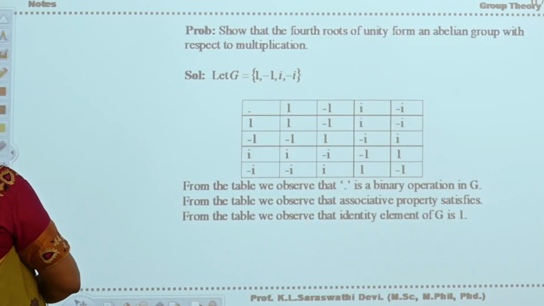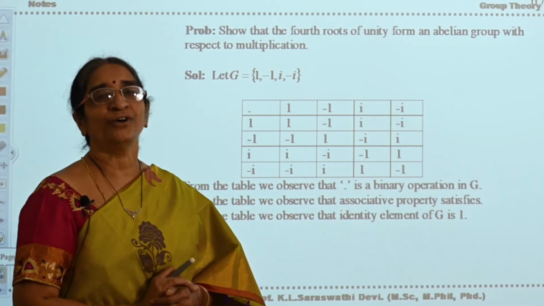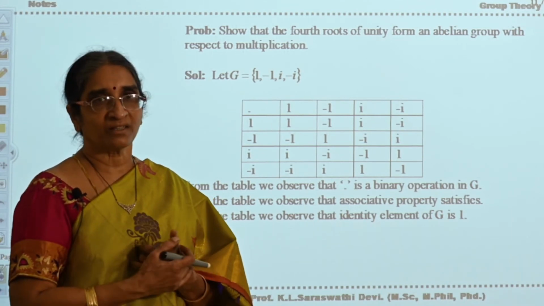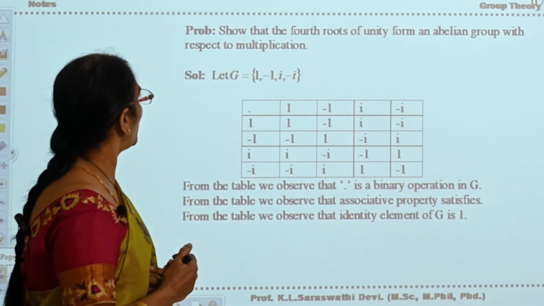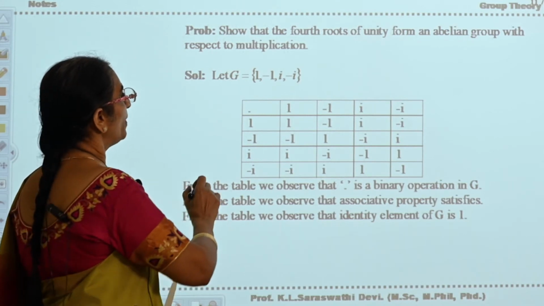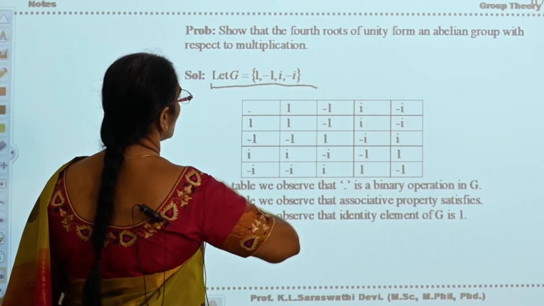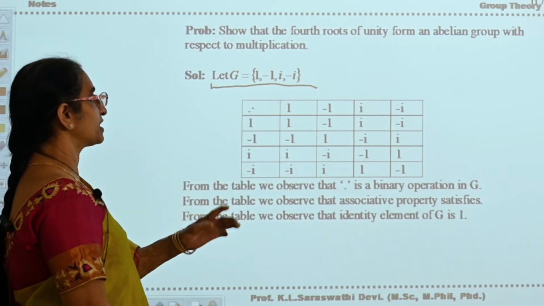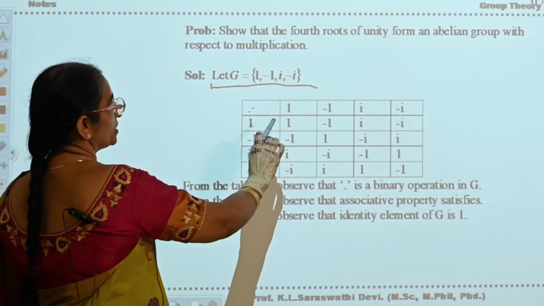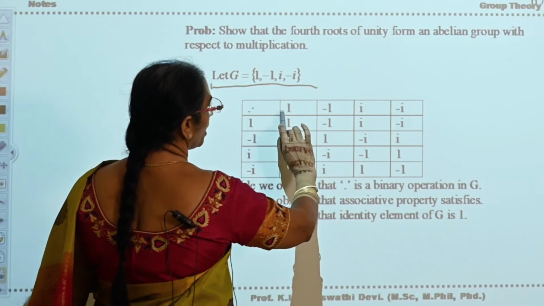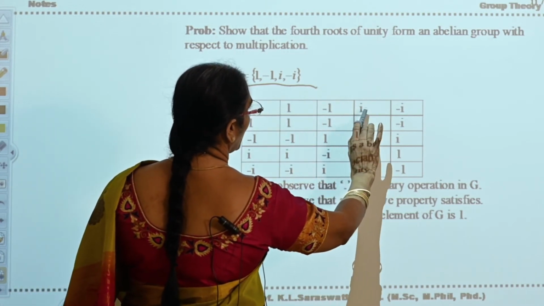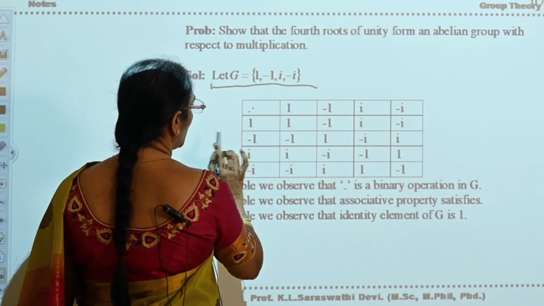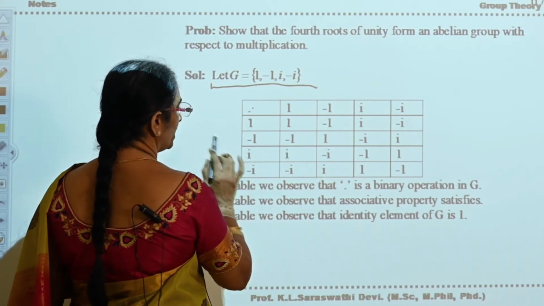Now, see the next property. This is the fourth roots of unity. This is 1, minus 1, i, minus i. Now, with respect to multiplication, we will come. This is the set of fourth roots of unity. With respect to multiplication, we will see the table. That is, first write the elements in the top row: 1, minus 1, i, minus i. In the left column: 1, minus 1, i, minus i.